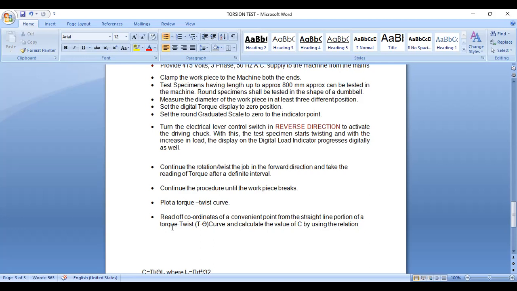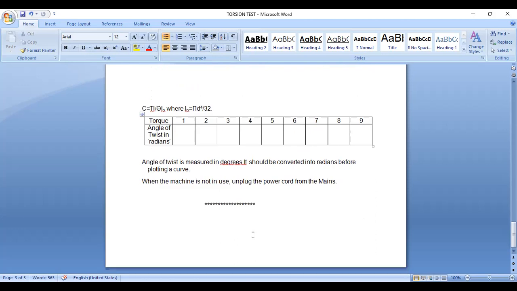Read the coordinates of a convenient point on the straight line portion of the torque-twist curve, the angle of twist and the torque, and calculate the value of C using the relation. The angle of twist in degrees should be converted into radians before plotting the curve. When the machine is not in use, unclamp and remove the specimen from the machine.